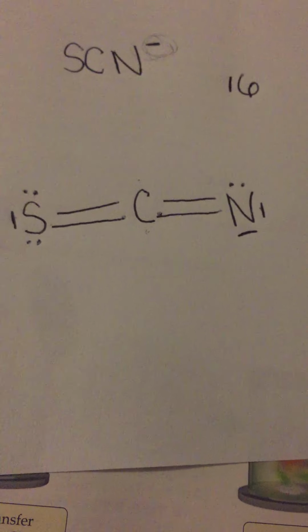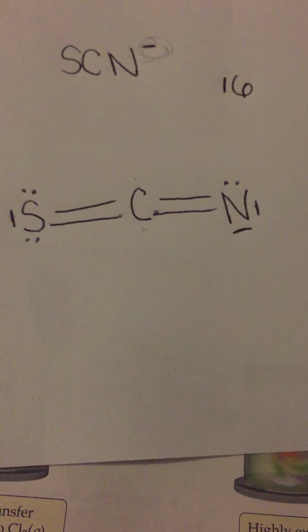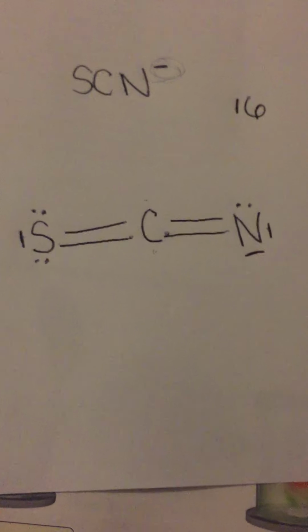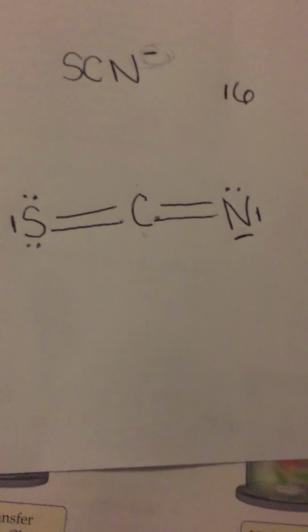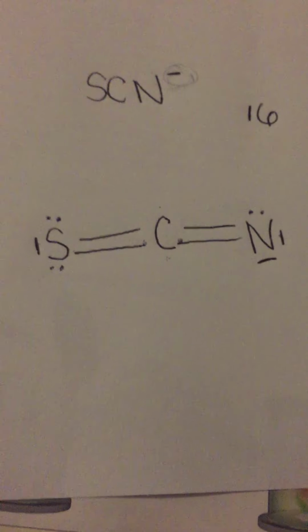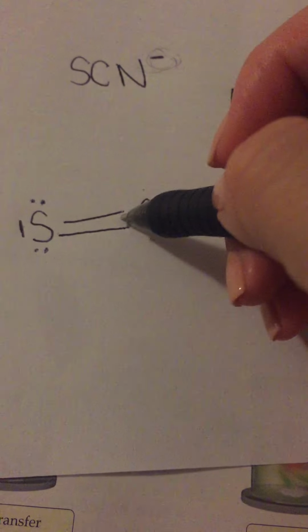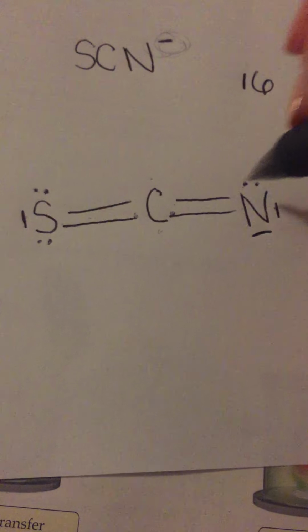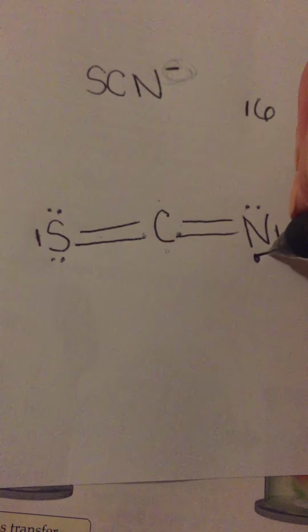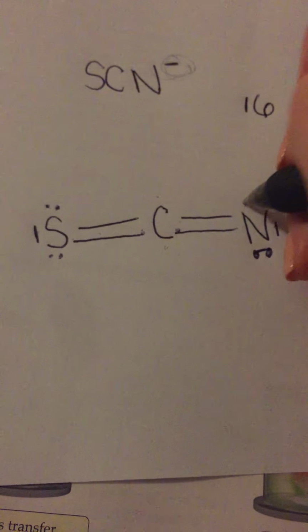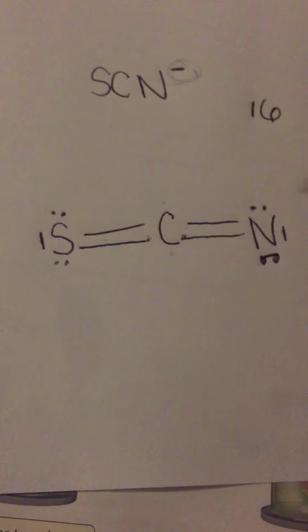So now we need to see, do all of these have the octet? Well, we see sulfur, so 1, 2, 3, 4, 5, 6, 7, 8. So it is good. Carbon, we have 1, 2, 3, 4, 5, 6, 7, 8. It is good. Nitrogen, 1, 2, 3, 4. Oh, sorry about that. These two I was supposed to leave. So 1, 2, 3, 4, 5, 6, 7, 8.